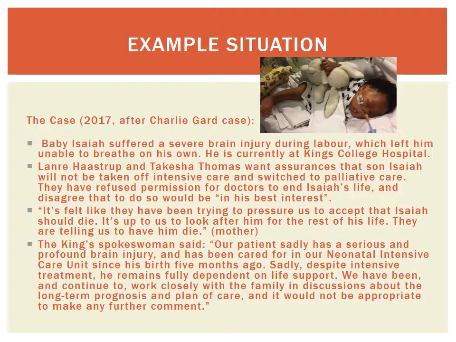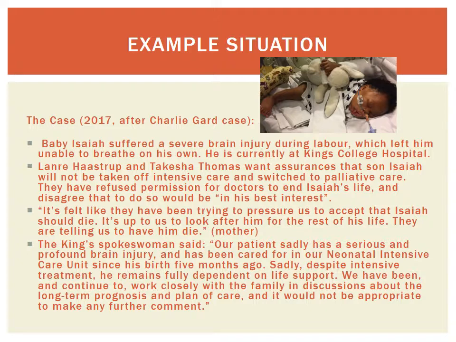So we're going to use this example. This is the case. After the Charlie Gard case, there was a baby called Isaiah, and he suffered a severe brain injury during labour, which left him unable to breathe on his own, and he's currently at King's College Hospital. His parents want assurance that their son won't be taken off intensive care and switched to palliative care, and they refused permission for doctors to end his life, and they disagreed that to do so would be in his best interest. His mother said it's felt like they've been trying to pressure us to accept that Isaiah should die, and it's up to us to look after him for the rest of his life.